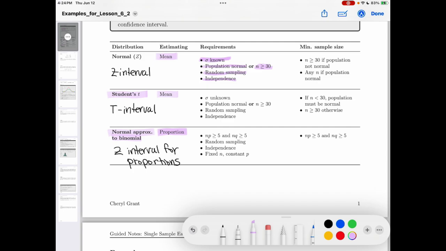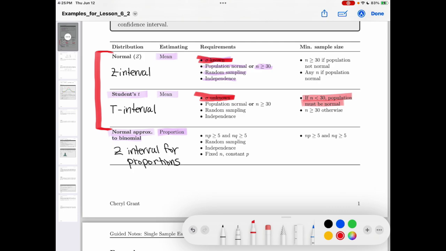Now, the big difference between the z and the t, because these are both intervals that we use to estimate a mean, but the big difference between these is that we use a z interval when we know the population standard deviation, and we use a t interval when we don't know the population standard deviation. And typically, not all the time, but typically we use this for when the sample sizes are small.